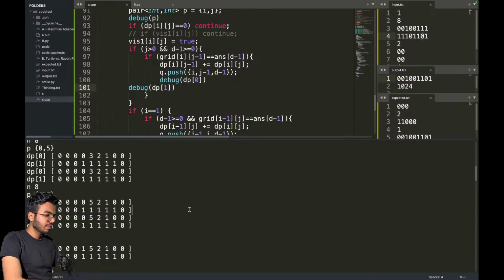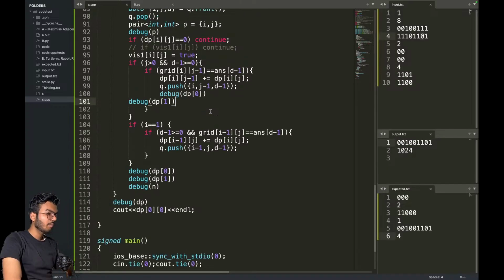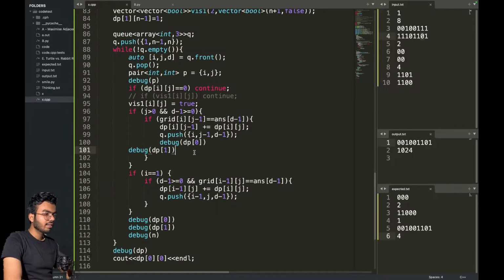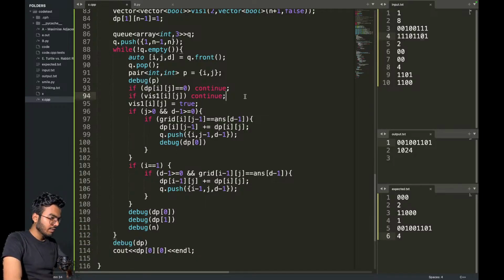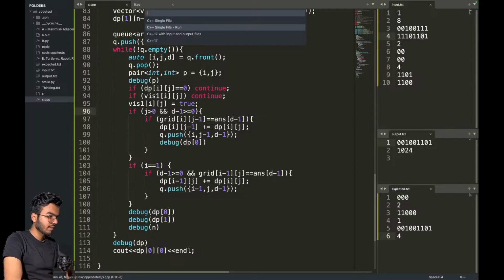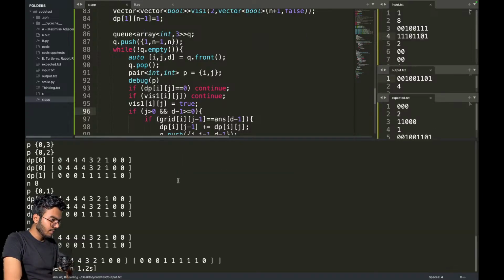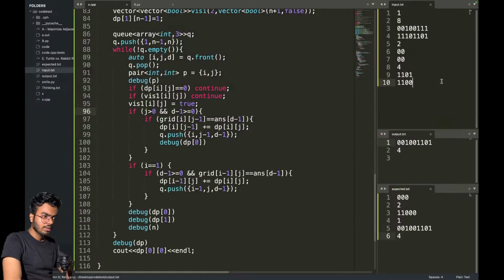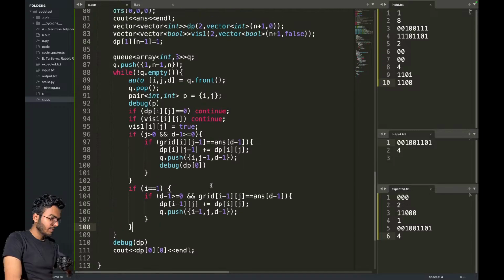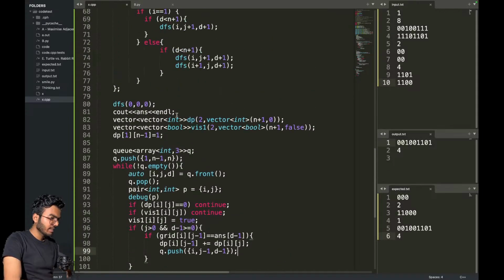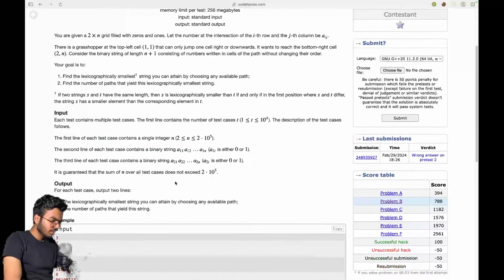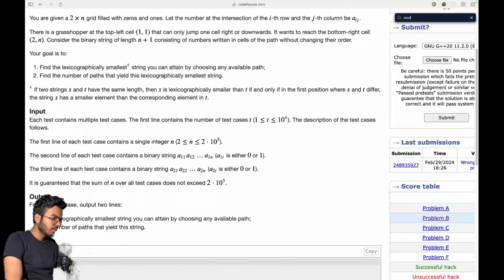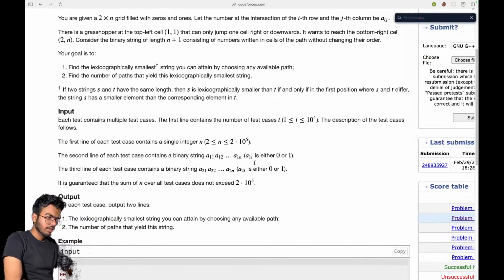So I need to do some sort of marking because I don't want to add the same thing into the queue again and again. So obviously, if visited of I and j equals true, then don't do it again. So now we have 4, but this is the same thing that gave me a wrong answer, and I'm not sure why it gave me a wrong answer. Did I have to take some sort of modulus? No, there is no.